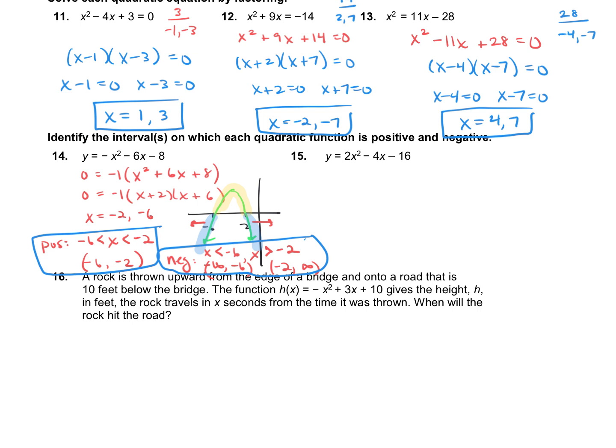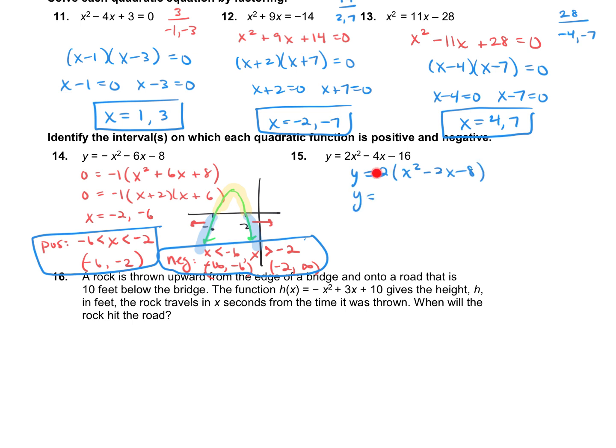This one is saying we have y equals 2x squared minus 4x minus 16. So we want to find where we're crossing the x-axis. So where are those x-intercepts? If we can factor this to figure that out, great. One thing I noticed is there's a 2 in front of the x squared, but I also noticed that I can factor a 2 out of all three terms. So that's going to leave me with x squared minus 2x minus 8.